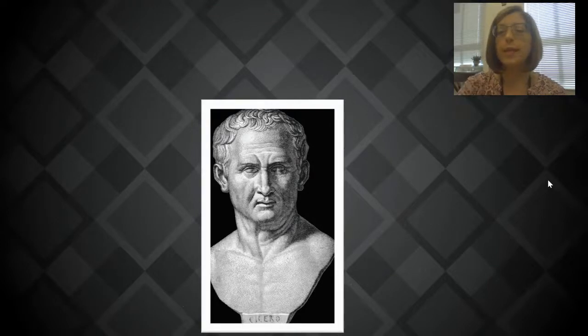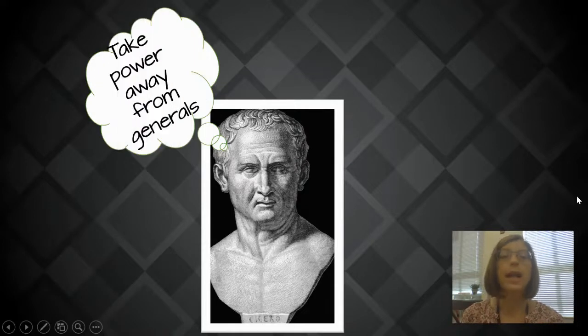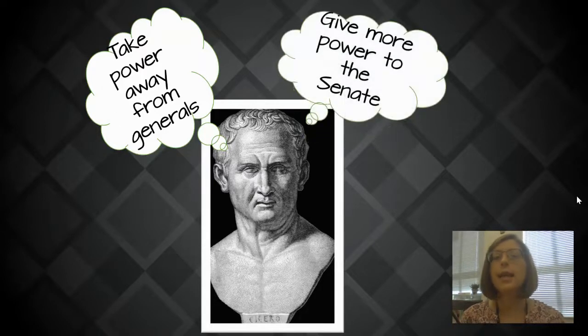Okay, so Cicero's ideas were, he wanted to take power away from the generals. This is where we saw during the Republic in chapter 11, the generals were coming in and taking over. So people were becoming more loyal to their generals. If you remember Lucius Sulla and Gaius Marius, they were taking the power because the people were more loyal to them. So Cicero felt it was important to take that power away from the generals, and he wanted to give it back to the Senate.